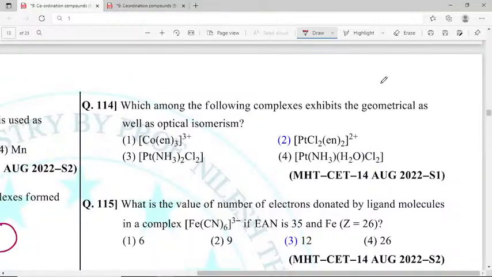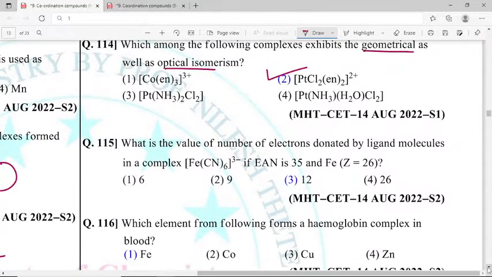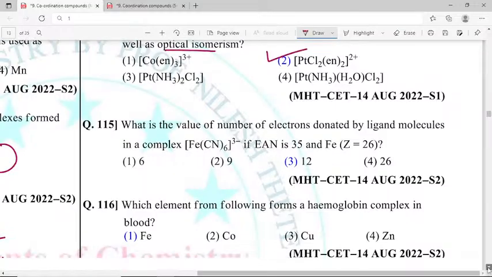Which among the following complexes exhibit geometrical as well as optical isomerism? Geometrical as well as optical. PtCl2(en)2 2+.